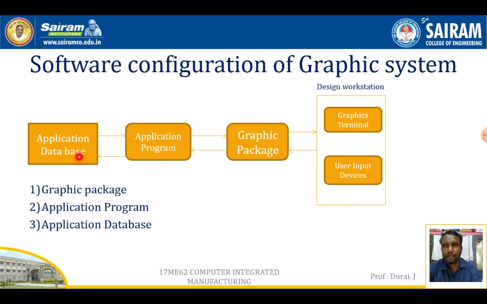It also creates the bill of material column and mass properties, that is, how much mass is present in the component. So those things have to be calculated with the help of this application database. So these are all the activities of the software configuration of the graphic system.